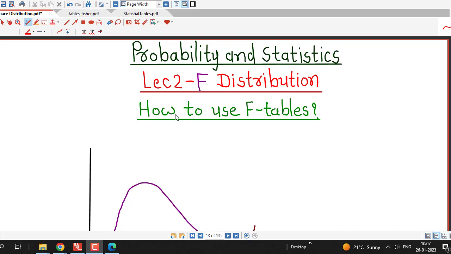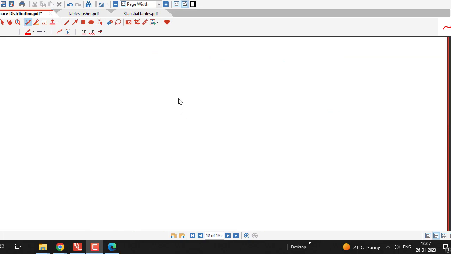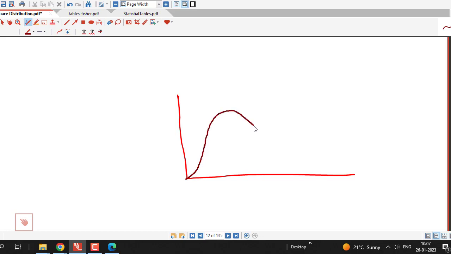Hello friends, I welcome you in lecture number 2 on F distribution. In lecture number 1, we have introduced what is F distribution and how it is defined, and we have seen that the probability density curve of F distribution is similar to the probability density curve of chi-square distribution. It is having a right tail, or it is skewed towards the right side. It is having a long right tail.